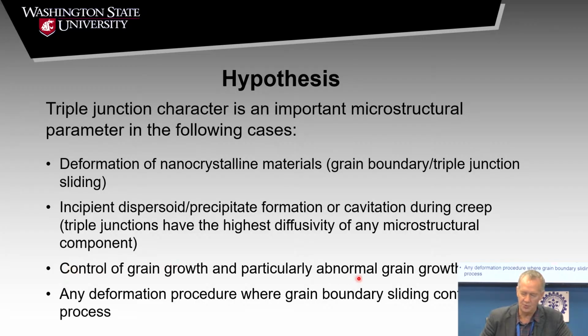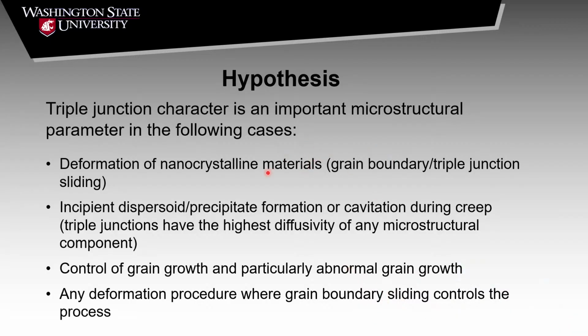Control of grain growth, particularly abnormal grain growth. So as grains are growing, triple junctions have to migrate. So the line tension of a grain boundary has to allow migration based on triple junction motion. And so if a triple junction is more stable and not inclined to move, then those grains will remain a stable size, whereas other grains will grow. And so particularly with abnormal grain growth, there's a lot of theories that say triple junctions are controlling this abnormal grain growth. And then finally, I say anything that has grain boundary sliding involved, which goes back to the first slide.